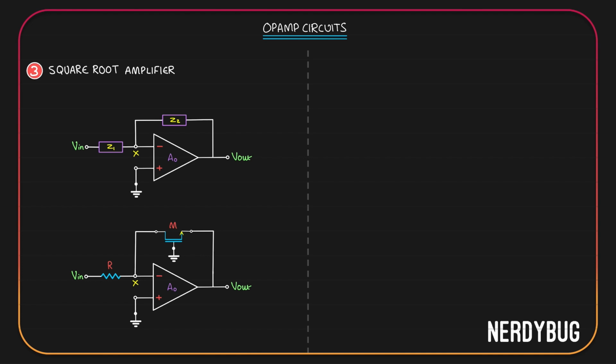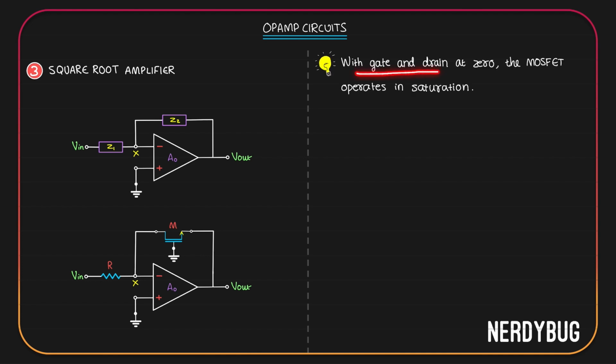And what is the interesting property of a diode connected MOSFET? It will always be in saturation. My point is, with gate and drain at zero potential, the MOSFET in the circuit will always operate in saturation. Why is it important? You will see. Let's do the drill again. Current I1 flows through R. Current I2 flows through the MOSFET. Since op-amp is ideal and no current flows into the terminal, I1 will be equal to I2.